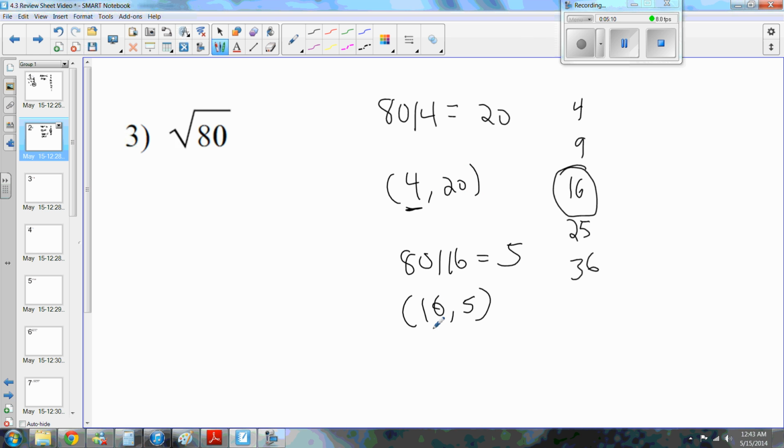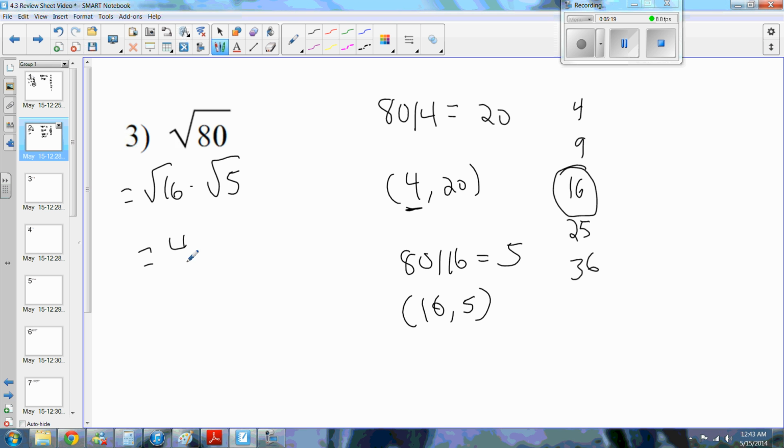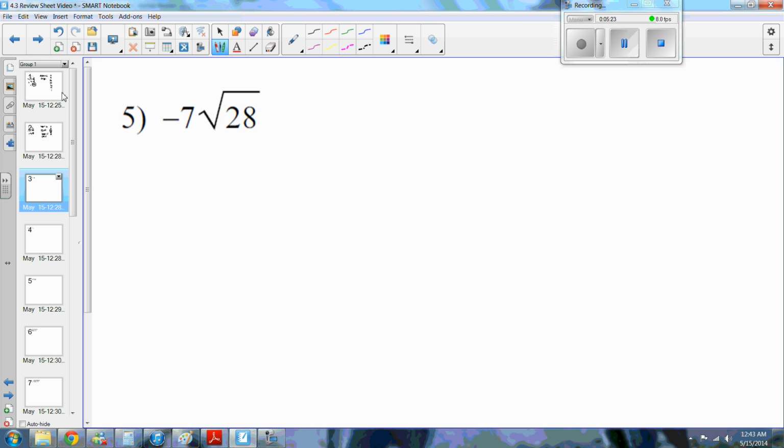So then I move on to 16. So 16 happens to be that. So for that reason, we divide 16 and 5. Root 16 is 4. Final answer, 4 root 5. Next. Negative 7 root 28.